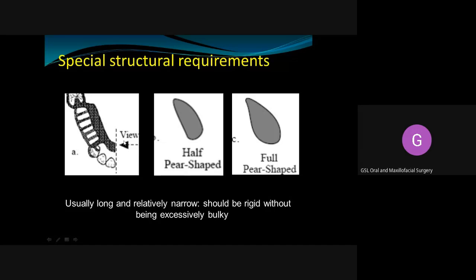And this major connector, because it is going to start from one side of the arch to the other side, is going to be long and narrow. So the most important thing is the rigidity of the major connector. It should be rigid without being excessively bulky. So the shape of the major connector should be about half pear shaped or a full pear shape without interference to the adjacent structures.